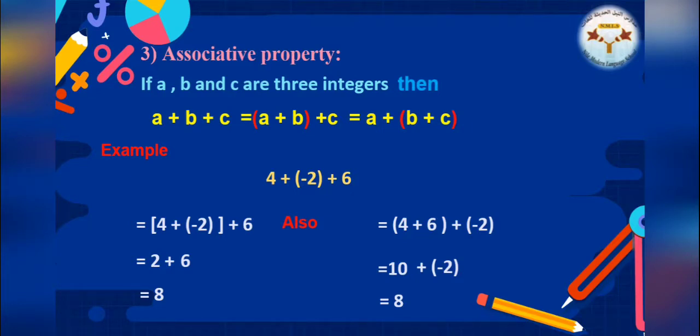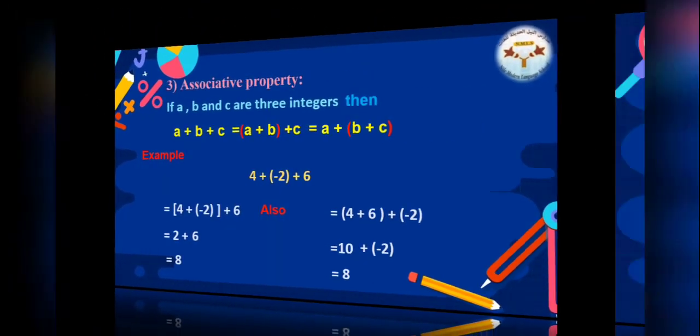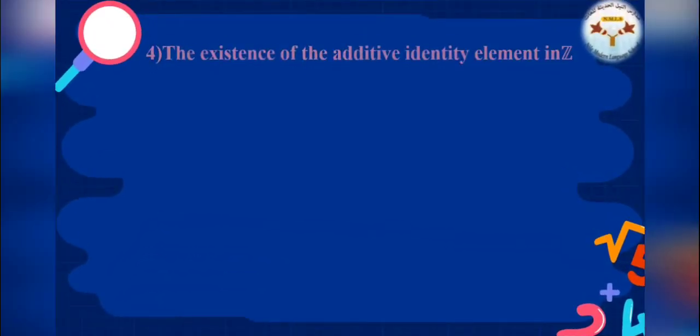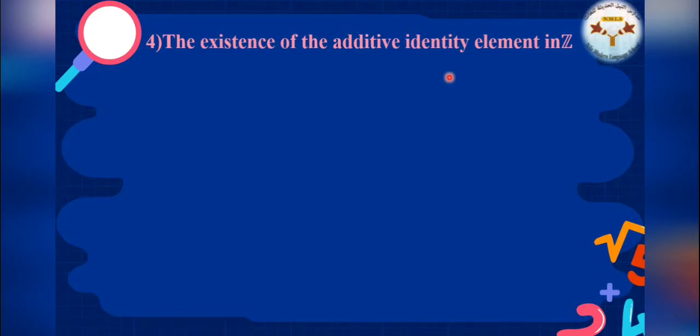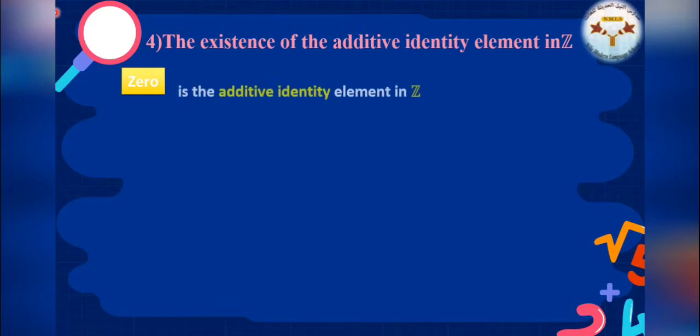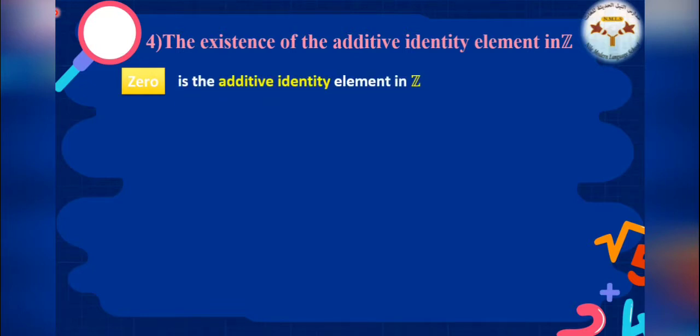The existence of the additive identity element in Z. What is the additive identity element? The 0 is the additive identity. Why do we call 0 the additive identity? Because when you add the 0 to any integer, the integer has no change. If you make 2 plus 0, it is the same as 0 plus 2, and the answer will be 2.